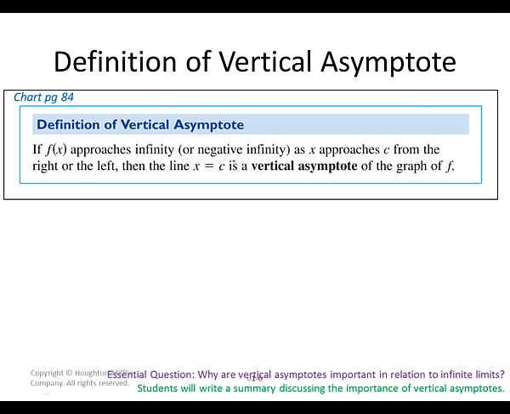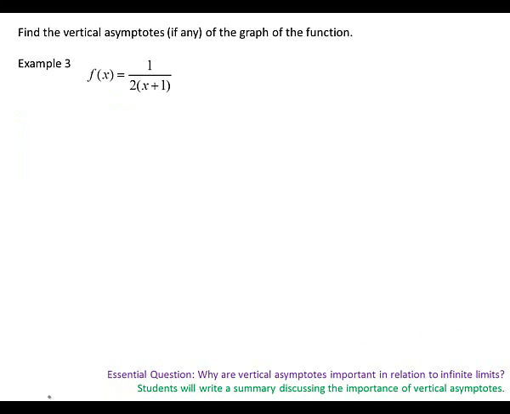If f approaches infinity or negative infinity as x approaches c from the left or the right, then the line x equals c is a vertical asymptote. So basically, remember, what's left in the denominator is a vertical asymptote. Okay? So find all the vertical asymptotes, if any, of the graph of the function.